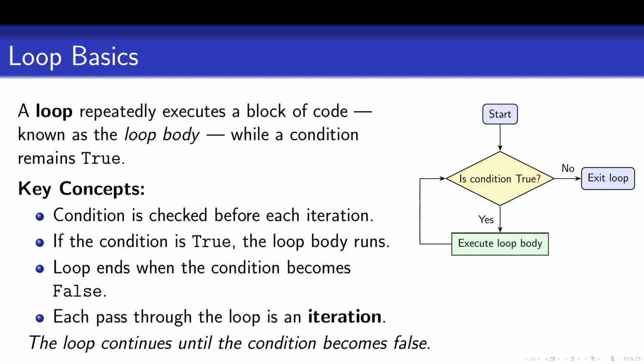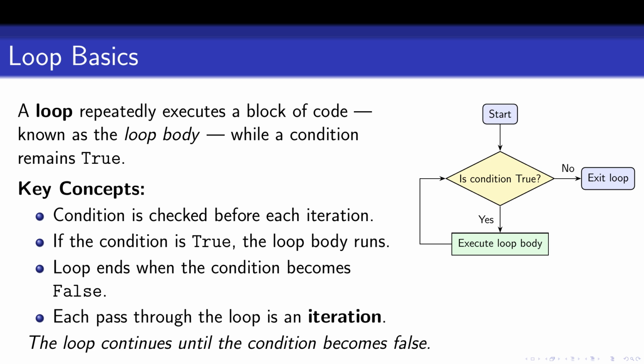At its most basic level, a loop is a control structure that repeatedly executes a block of code, called the loop body, as long as a condition remains true. Before each repetition, the condition is checked. If it's true, the loop body runs. If it's false, the loop ends. Each execution of the loop body is called an iteration. This structure is essential for automating tasks that would otherwise require repetitive manual code.